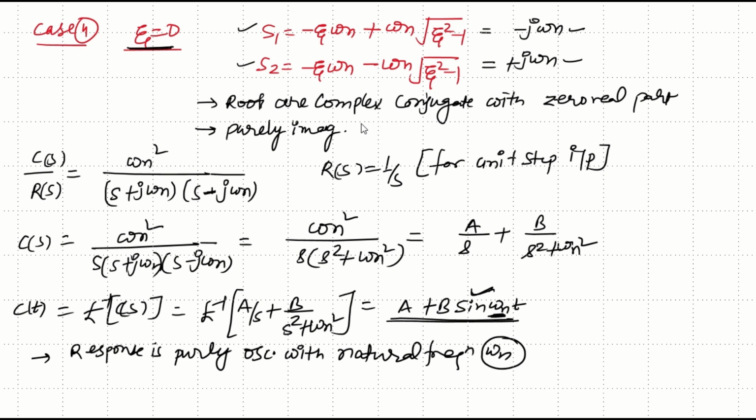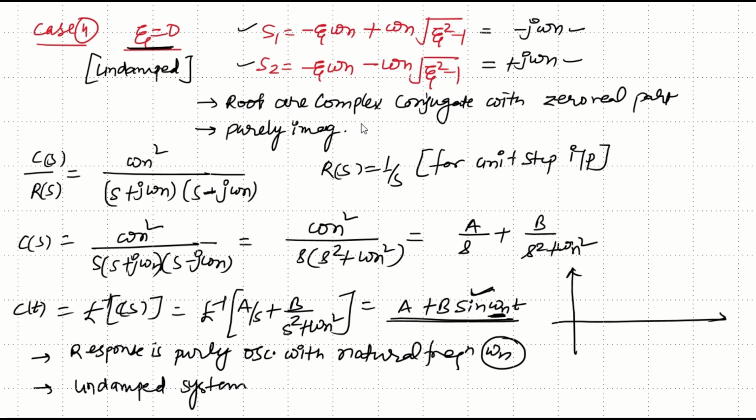There is no opposition from zeta. Hence this type of system is known as an undamped system. So this condition of zeta equal to 0 is known as the undamped condition. Now if we plot the response c(t) versus time, and suppose this is the steady state value, you will get an oscillatory output with constant amplitude, without any decay. Such systems are known as undamped systems.